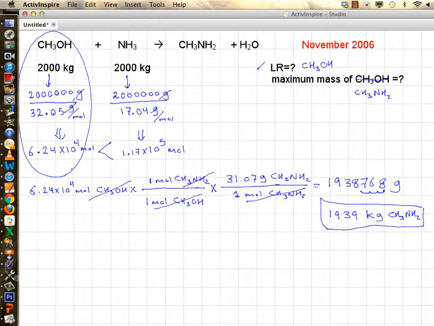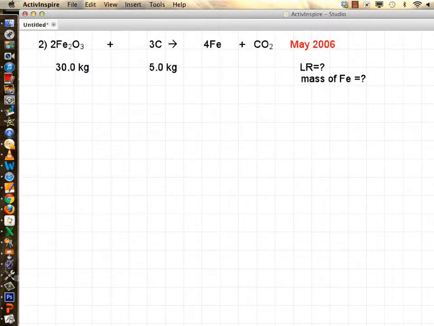In May of the same year, they have a stoichiometry question that again gave kilograms. You have iron(III) oxide plus carbon. This usually takes place in a furnace in order to produce iron, pure iron. The first question is, what is the limiting reactant? I have kilograms, so again I multiply by 1,000, reported as grams. So I have 30,000 grams of carbon rather. 5 kilograms is 5 times 1,000, so it's 5,000 grams. Then I'm going to divide them by their molar masses and find moles.